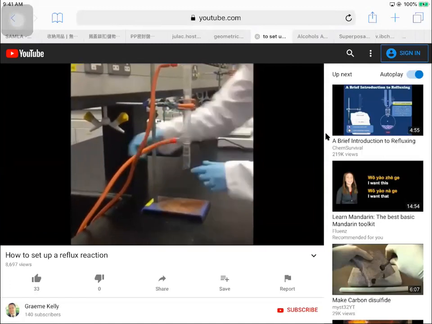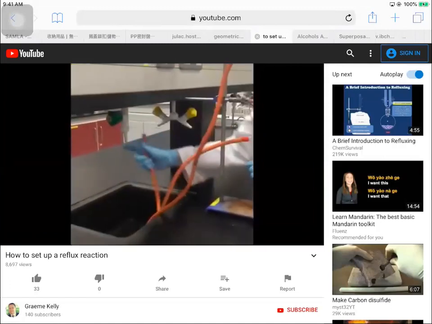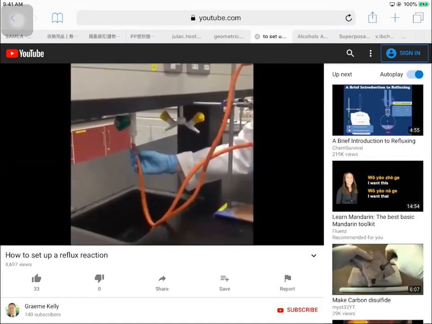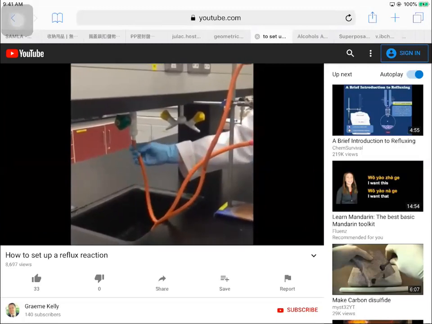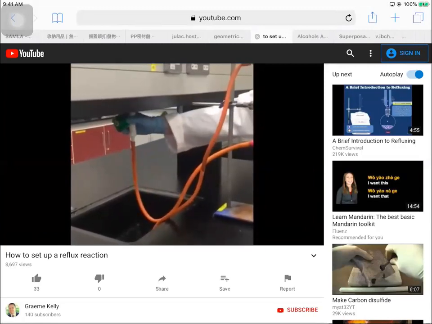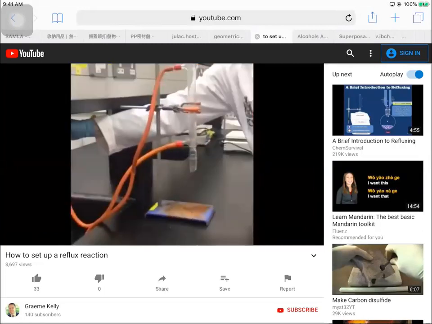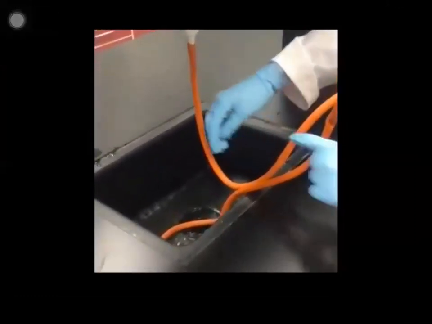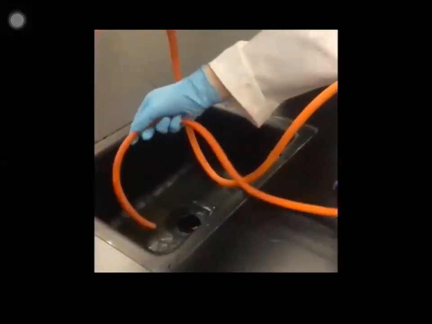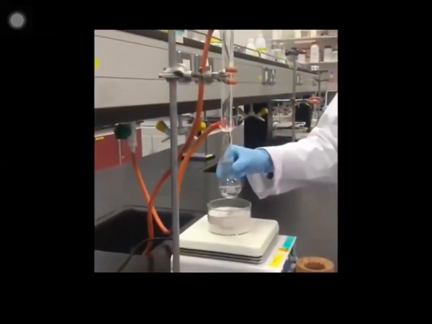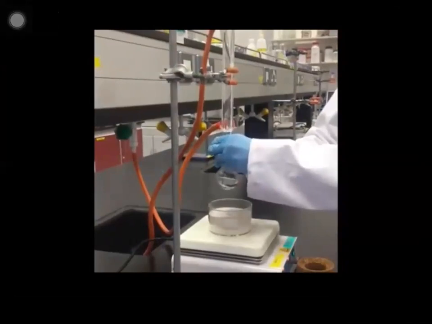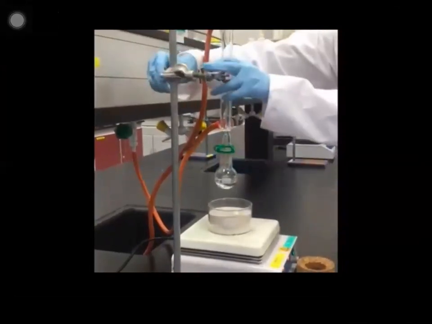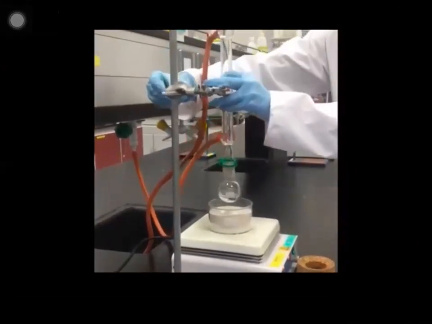Firstly, clamp your condenser to the retort stand. Connect the rubber tubing from the bottom of the condenser to the top. Turn the tap on gently and make sure there's a constant flow of water going through the tubing, through the condenser, and back into the sink. Move the hot plate stirrer and sandbag into place, and connect the round bottom flask onto the bottom of the condenser using a green clip.